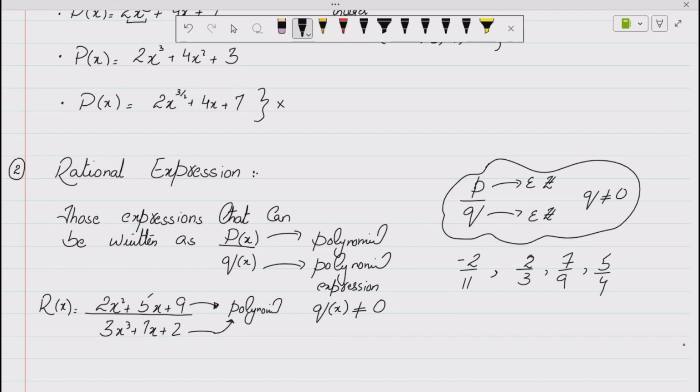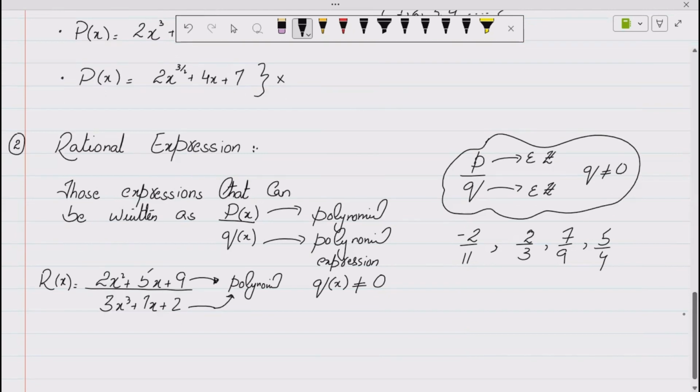To see whether any given expression is rational or not, just see whether its numerator is a polynomial and whether its denominator is a polynomial. If both are polynomials, it is called a rational expression. Now let's see the definition of irrational expressions. So what are irrational expressions?